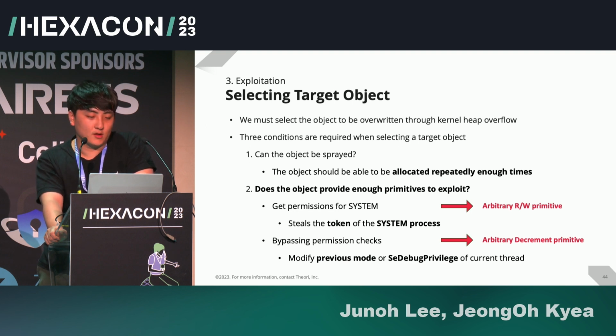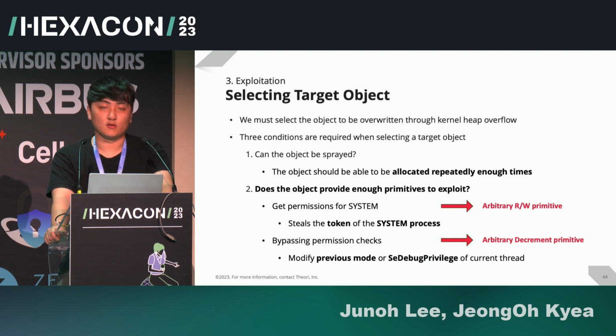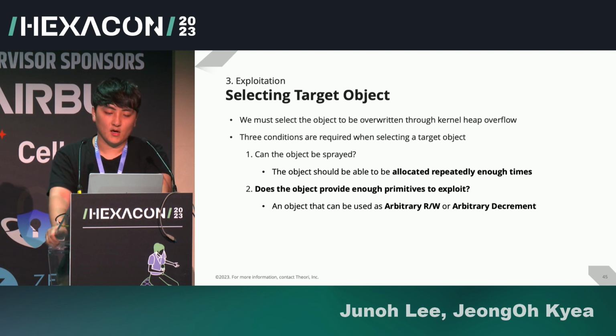The first method requires arbitrary read and write because the object address of a certain address must be read and written to a specific address. For the second method, since the current thread object address is known in the current version of Windows, an arbitrary decrement primitive is sufficient. Coming back, to perform a Windows kernel exploit, the target object must provide arbitrary read and write or arbitrary decrement primitives.